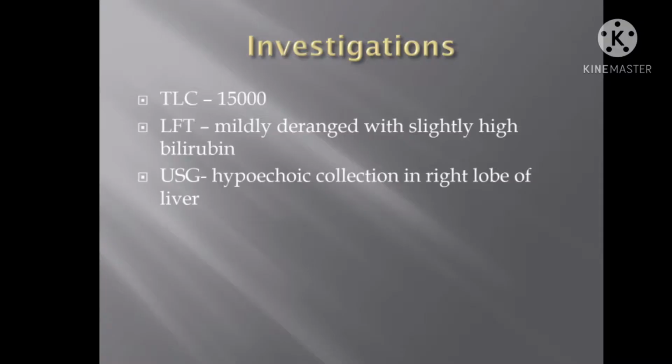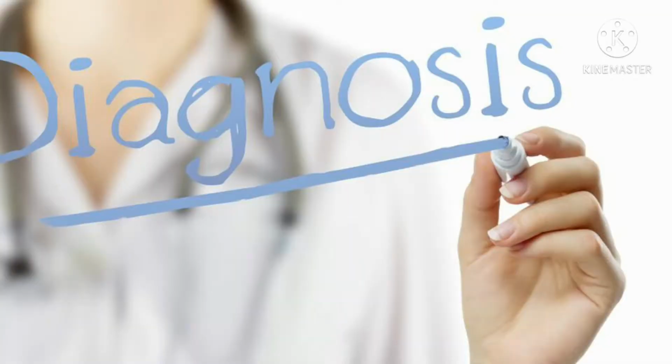When we further investigate the patient, we find that his total leukocyte count is 15,000, that is high. His liver function test is mildly deranged with slightly high bilirubin. On ultrasound, we find there is a hypoechoic collection in the right lobe of the liver. So what is the most likely clinical diagnosis and how are we going to manage this patient?